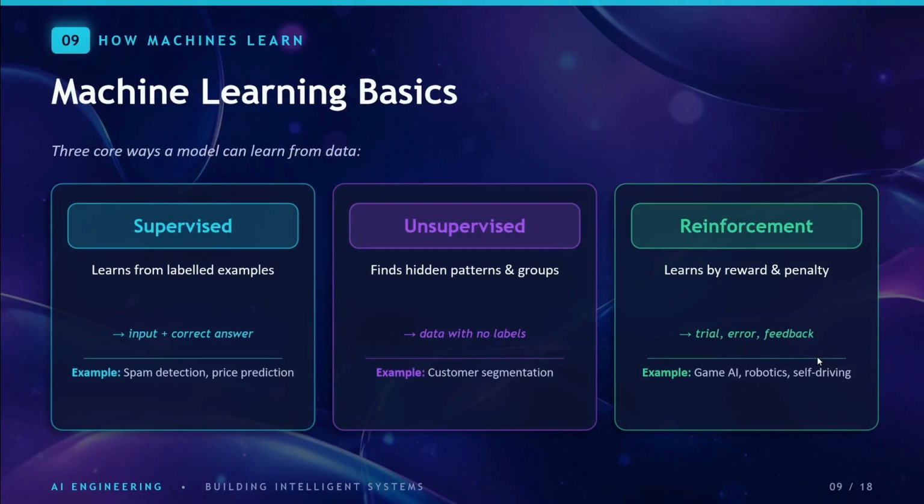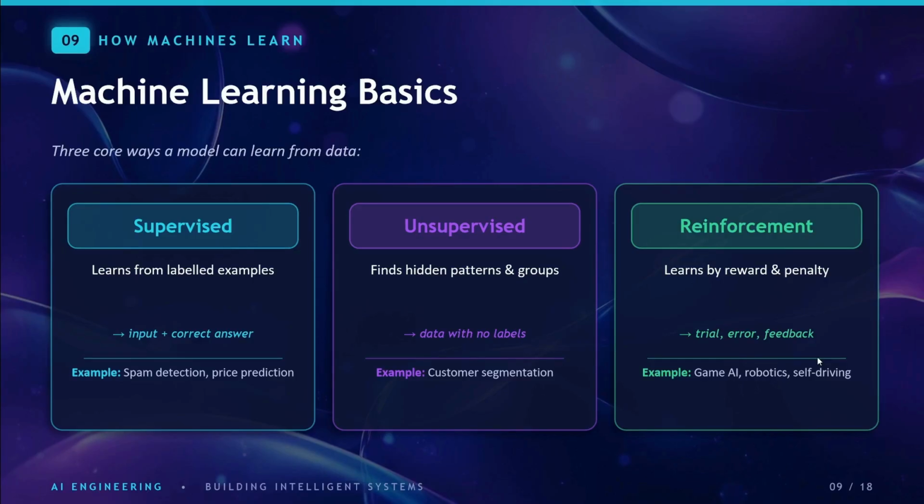Now, let's understand how machines actually learn, because this is one of the most fundamental concepts in this entire field. There are three core ways a model can learn from data, and understanding the difference between them is essential. The first is supervised learning. In this approach, the model learns from labeled examples, meaning every piece of training data comes with both an input and the correct answer already attached to it.